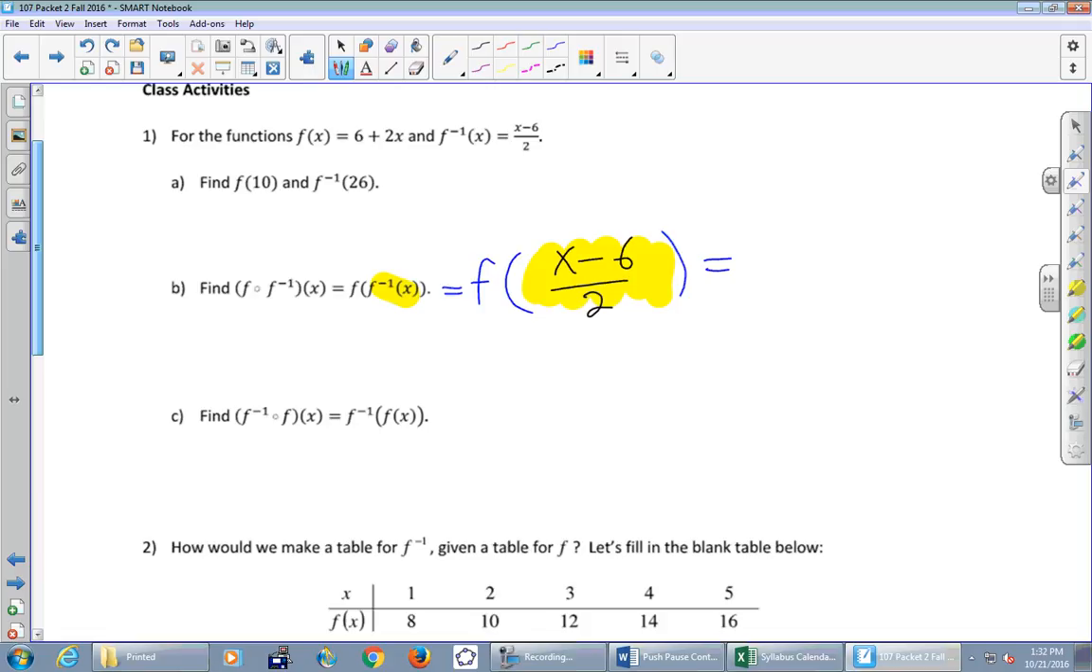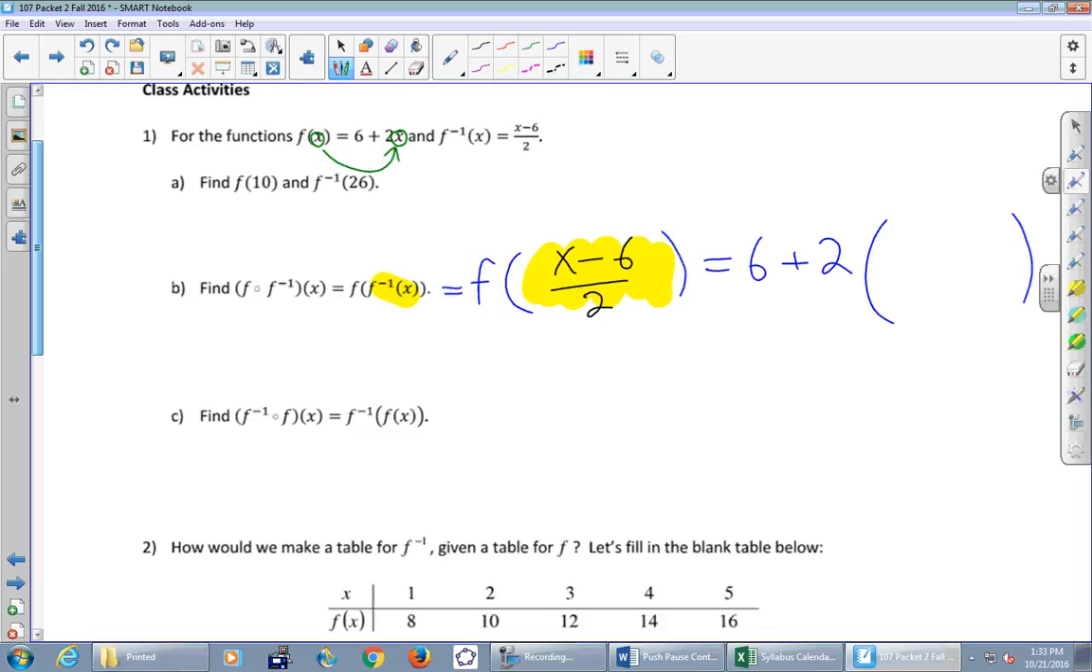F is a formula which takes whatever is in the parentheses, doubles it, and adds 6, right? That's what we discovered. So whatever is in the parentheses, we just have to follow this formula here, 6 plus 2 times whatever was in the parentheses. Yes? So I'm going to write that as a basic shell, then we'll fill in. 6 plus 2 times, I'll put some parentheses there. 6 plus 2 times whatever was in the parentheses.